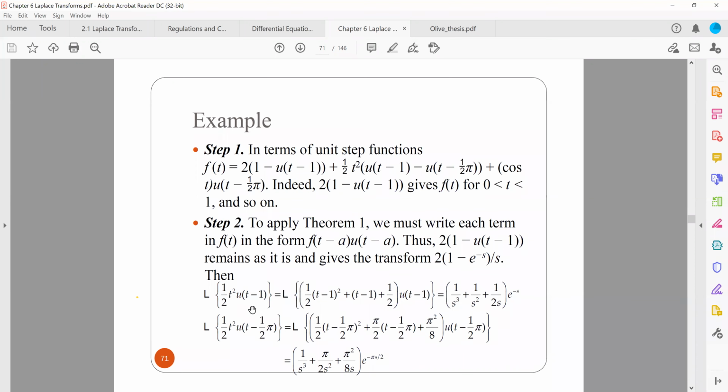Once we put it in that format and we have our u(t minus a half pi) here, then our Laplace transform is easy. Again, we'll end up with 1 over s cubed, pi over s squared, pi squared over s, and our e to the minus pi s over 2. I'll give you a minute to look at that.